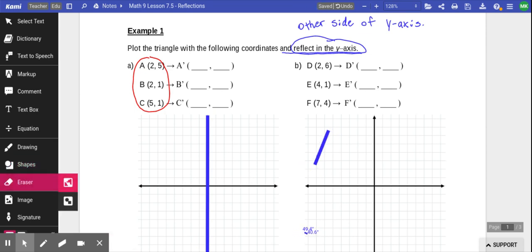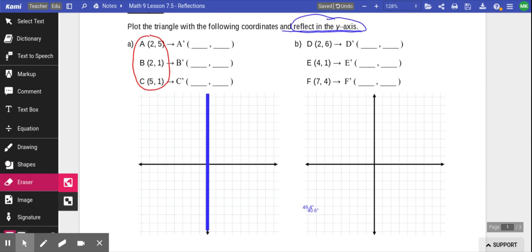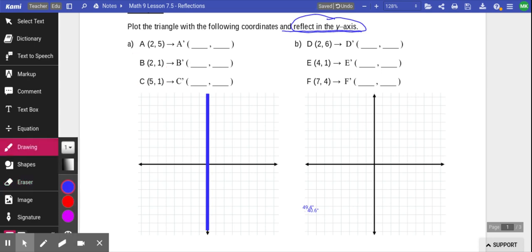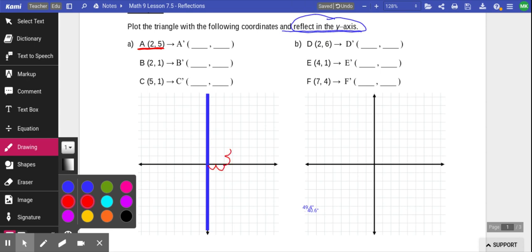Oh boy, I'm drawing all over the place with my arm. That's what this question is saying. Take those points that I've circled in red and reflect it to the other side of the y-axis. The way in which we do this is we're going to take each one of these points. I'll start with point A, and we're going to plot them. So A would be at 2, 5. That means 1, 2, and 1, 2, 3, 4, 5. A is right there.